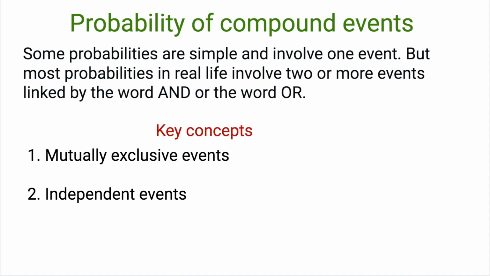So the probability of compound events simply means that these events involve more than one event. In the previous video, we saw that some probabilities only involve one event, but whenever you have two or more events that are linked by the word and or the word or, then those are compound events. Those events are a little bit more complex. So there are two concepts that we're going to see in this video, and those two concepts are mutually exclusive events and independent events. I'm going to define each event later on in the video with examples.